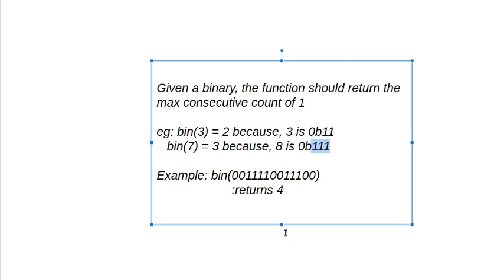So we take another example. The binary for this would be 1, 2, 3, 4. So it should return 4 because the other longest is just 3. So the max is the 4. So it should return 4. So let's get deep into this thing.